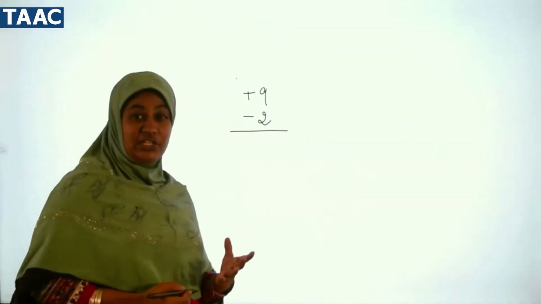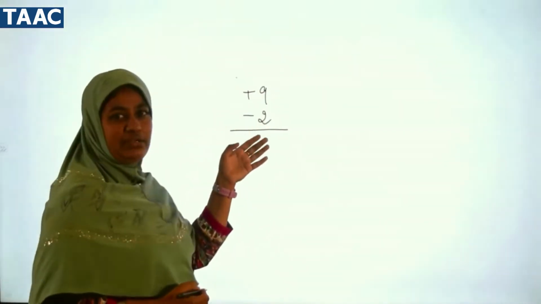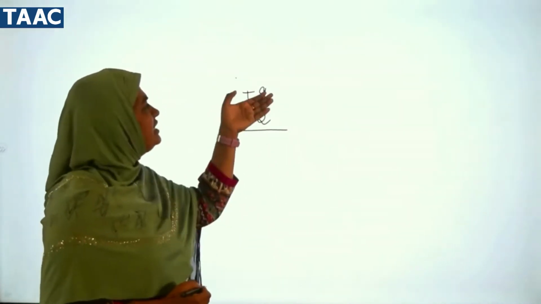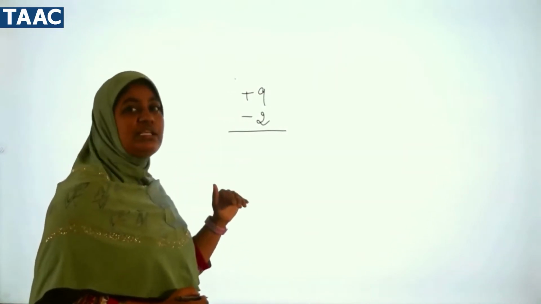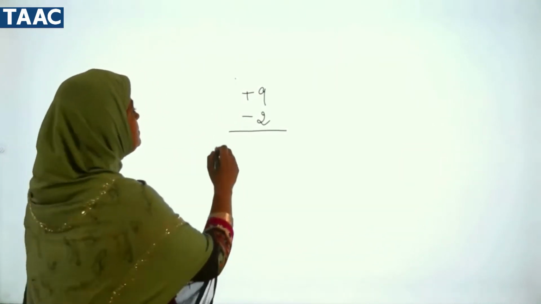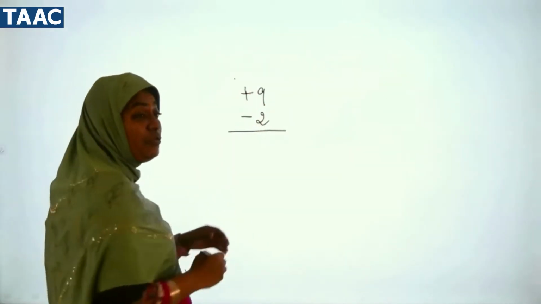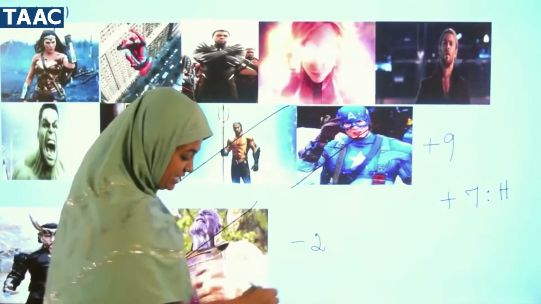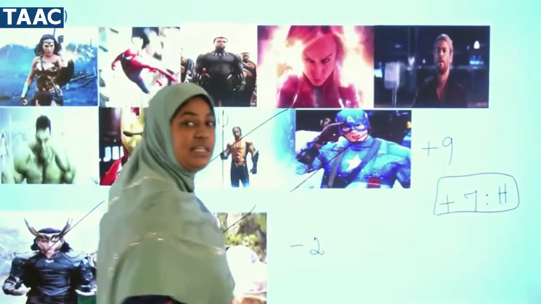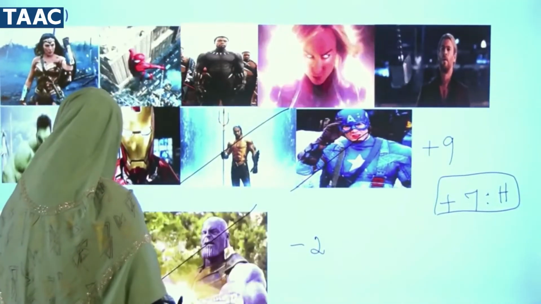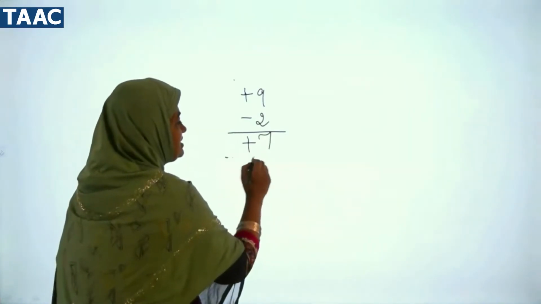And another thing I will tell you, whenever you write integer addition, write the bigger number at the top. After that you can write the smaller number. Okay. So see here, what we have got? We got plus 7 as the answer. What is our answer? Our answer is plus 7.